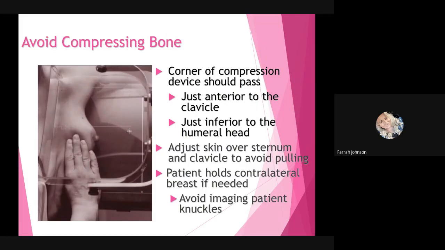And you want to avoid compressing bone. The biggest thing that people will end up compressing is part of the clavicle. So know that the compression device should be directly anterior to the clavicle and just inferior to the humeral head. You want to adjust the skin over the sternum and clavicle to avoid pulling.